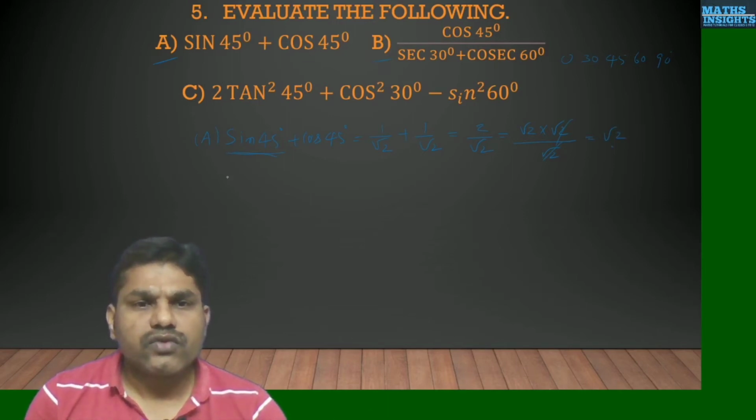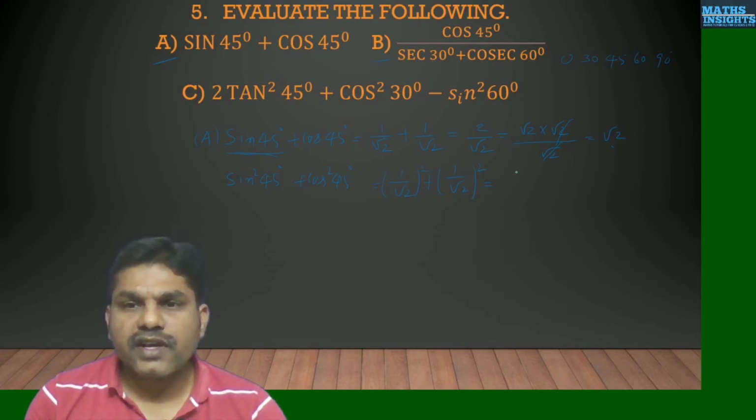See, if they have given you a problem like this also, sine square 45 degrees plus cos square 45 degrees, you have to square 1 by root 2 whole square plus again 1 by root 2 whole square. So if you apply the square to numerator and denominator, 1 square is again 1, therefore I am writing 1 by 2 plus 1 by 2 again, that is half plus half is equals to 1.